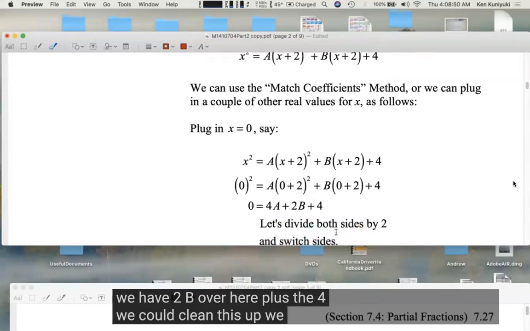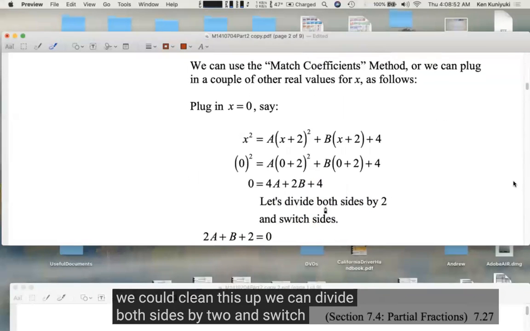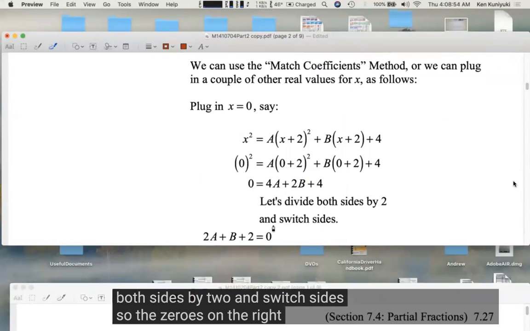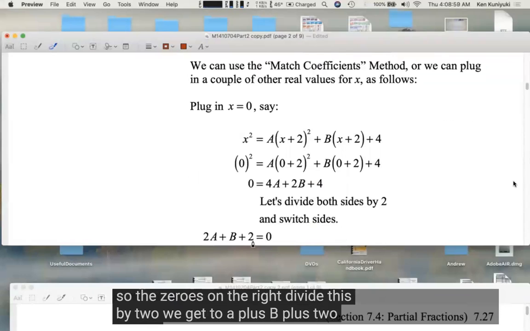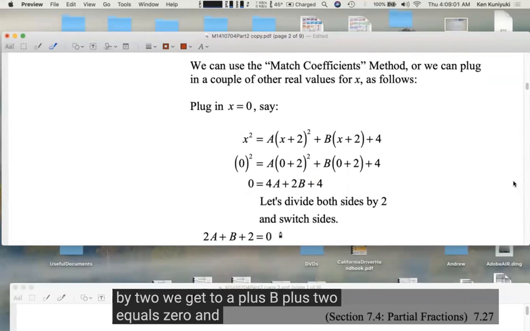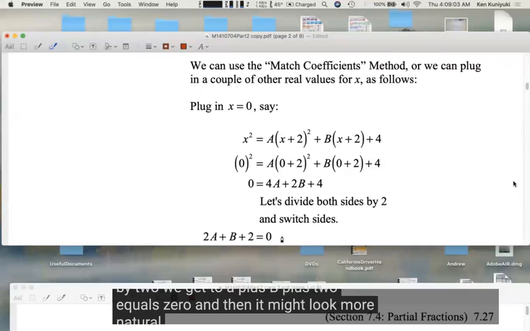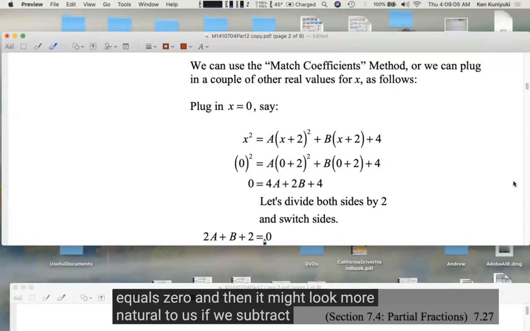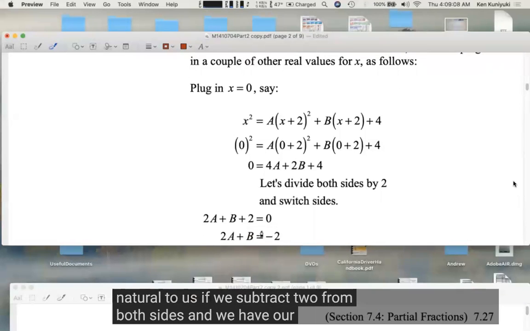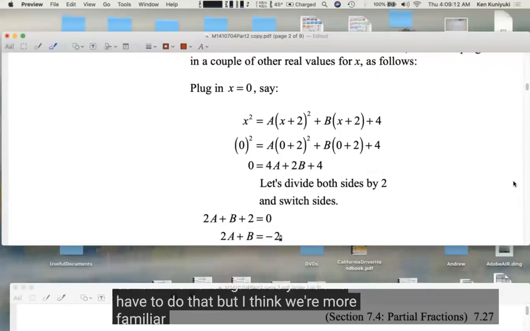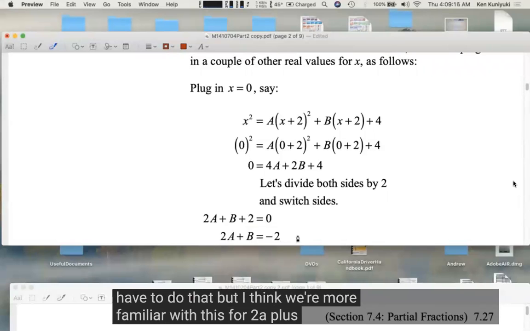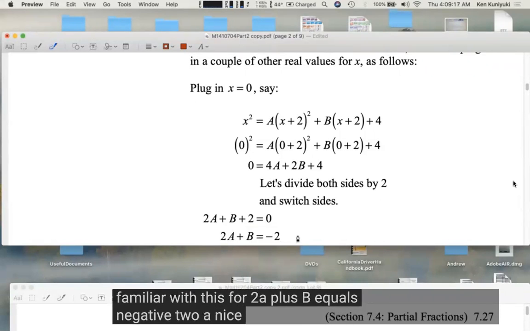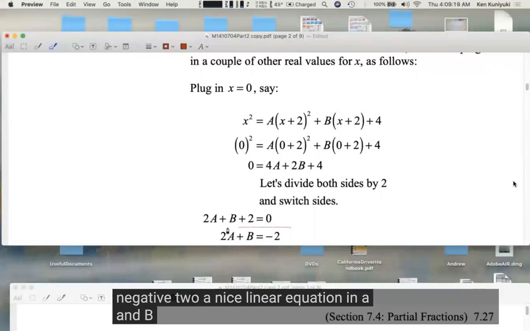We could clean this up. We can divide both sides by 2 and switch sides, so the zero's on the right. Divide this by 2, we get 2A plus B plus 2 equals 0. And then it might look more natural to us if we subtract 2 from both sides and we have our non-zero constant on the right side. You don't have to do that, but I think we're more familiar with this form. 2A plus B equals -2. A nice linear equation in A and B.